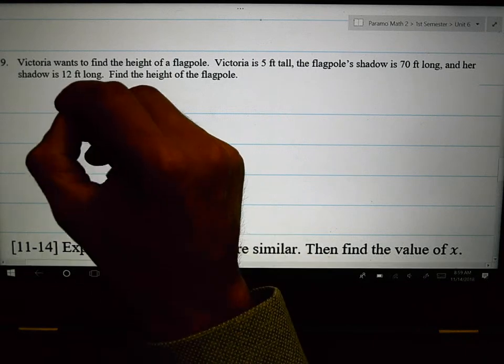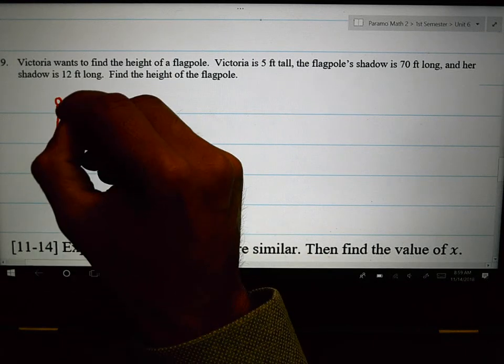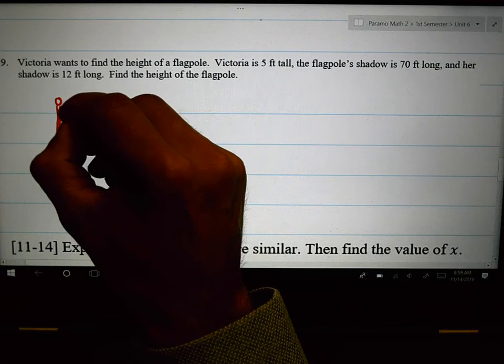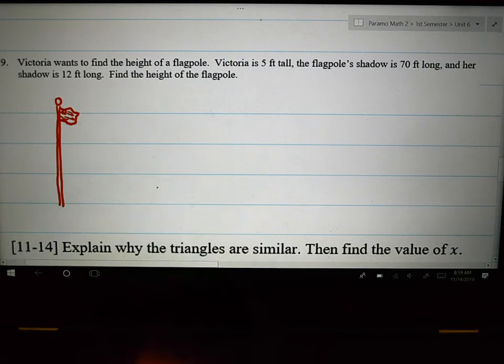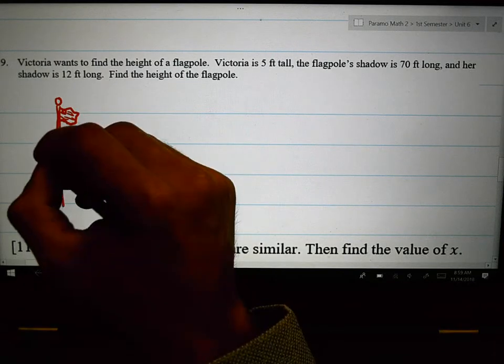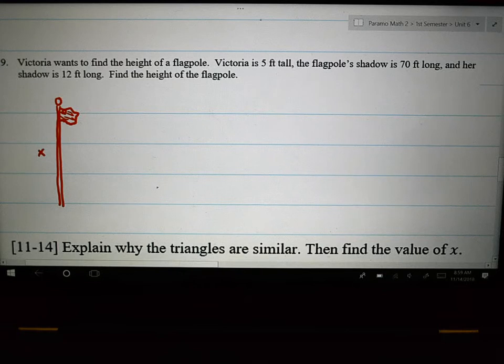Here's a flagpole. Whee, like this. America. Right there. You like that? See? You like America? There you go.